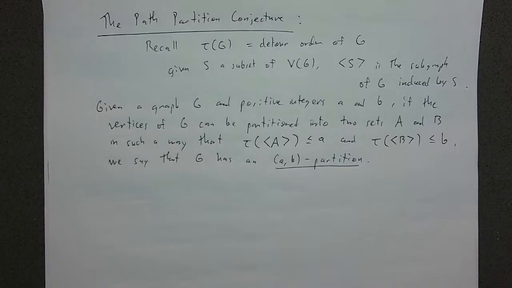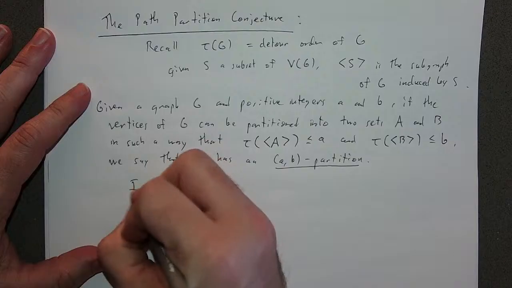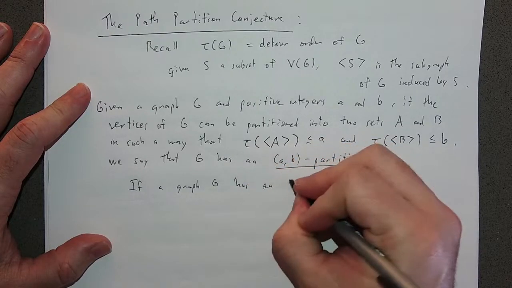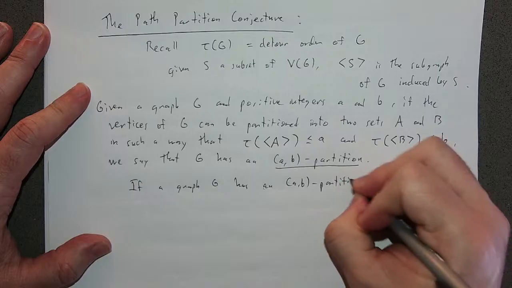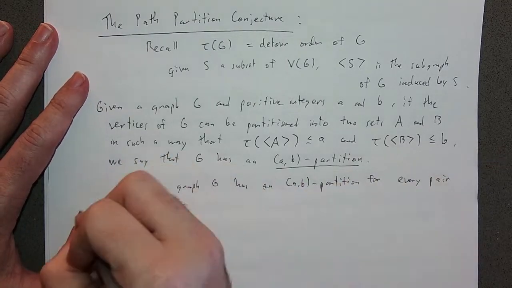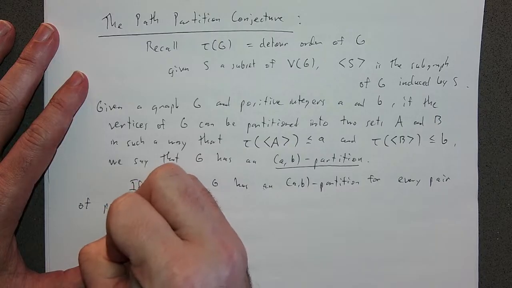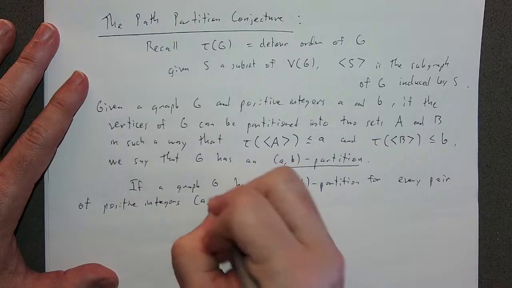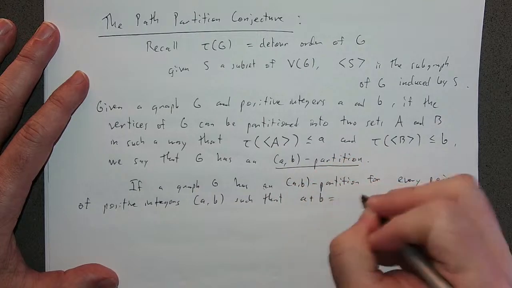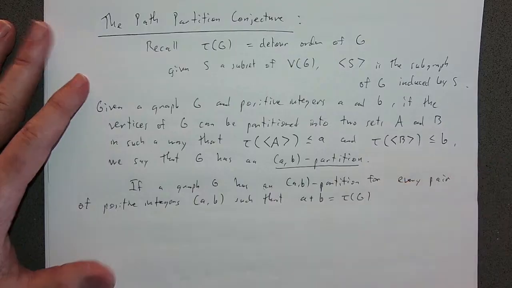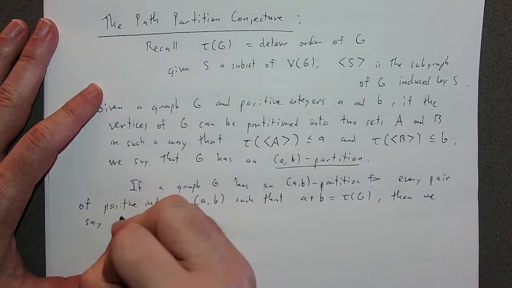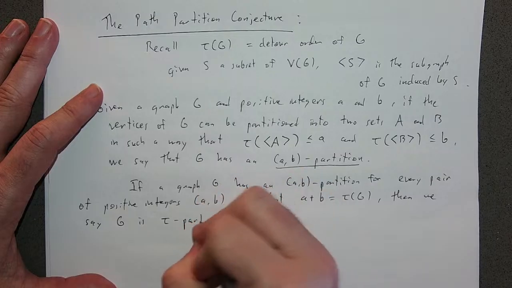Further, beyond that, we have the following: if a graph G has an AB partition for every pair of positive integers a and b such that a plus b is tau, the detour order of G, then we say G is tau partitionable.